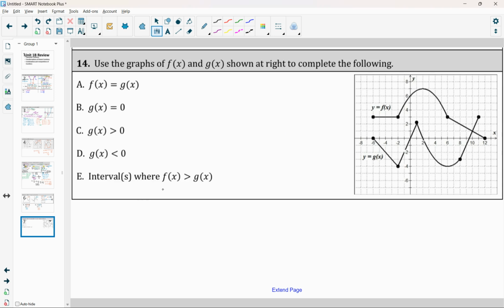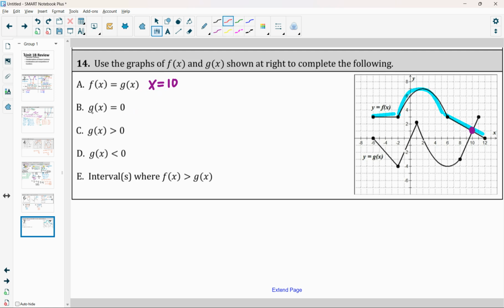Then the last one has us looking at a couple different functions and answering a couple questions about it. I'm just going to highlight the f function here so that it stands out to us. The f function is that blue one. In part A, they want us to tell where the functions are equal. This just means where they cross each other. So when x equals 10, both functions equal 1. So we just want to name the x value of 10. That's when the functions are the same.